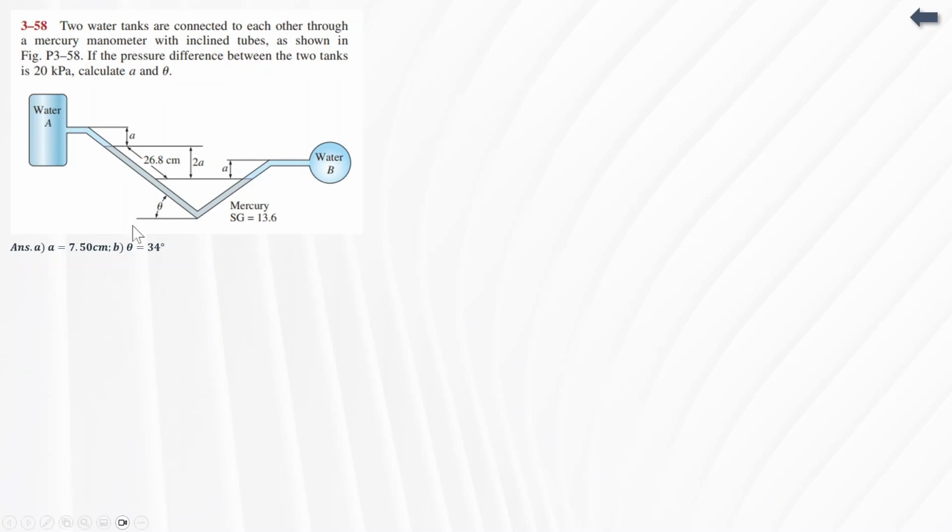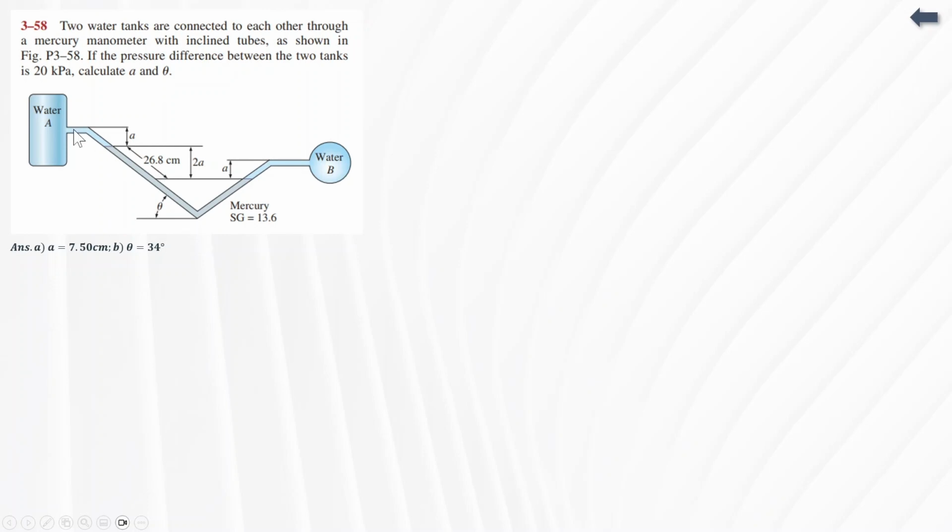Two water tanks are connected to each other through a mercury manometer with inclined tubes, as shown in figure 3-58. If the pressure difference between the two tanks is 20 kilopascals, calculate the A, so in dimensions siya dito, and theta. We're given yung specific gravity of mercury at 13.6, and given a pressure difference at 20 kilopascals. Okay, how do we do this? Let's not be intimidated dahil nakaslant siya. Let's just deal with the problem as it is lang muna. Okay, like any basic manometer.